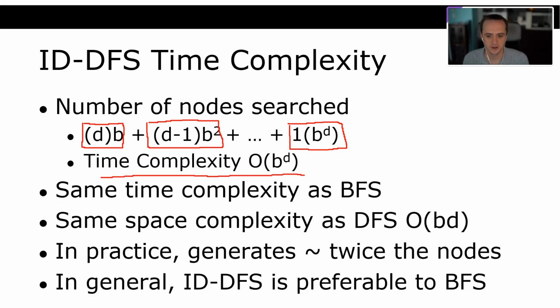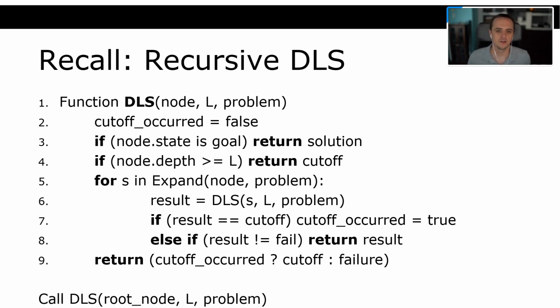So in general, iterative deepening depth first search is preferable to breadth first search because it has all the same properties, except it has a better space complexity. Okie doke. So this is recursive depth limited search, all right? We talked about this before.